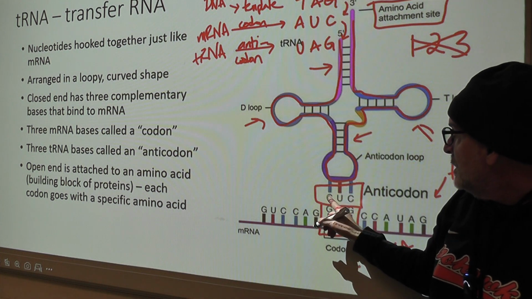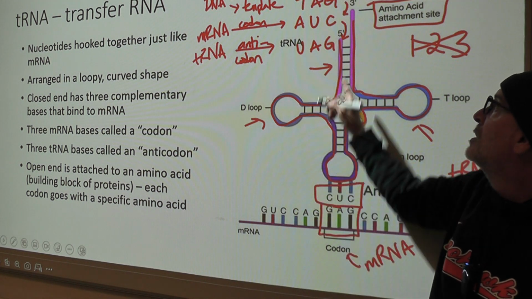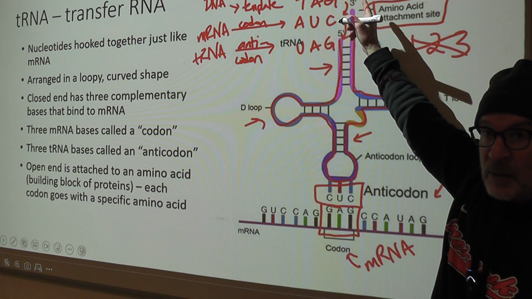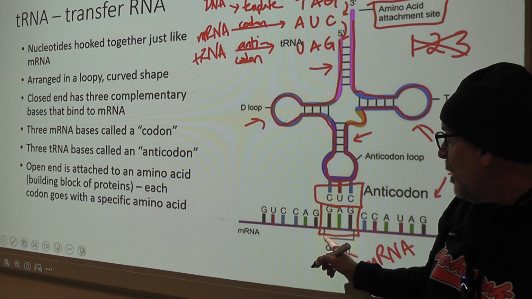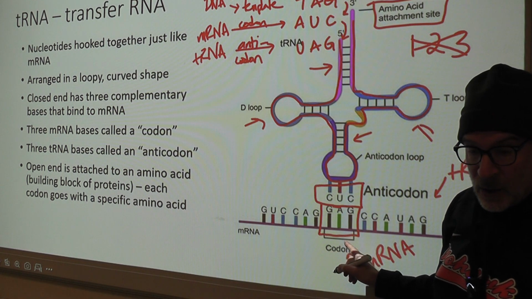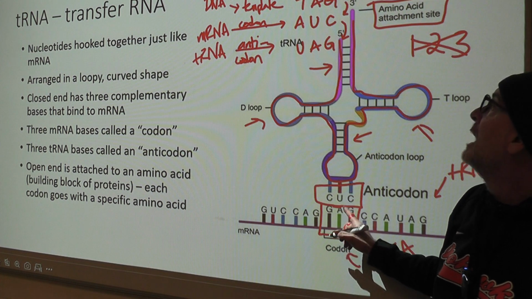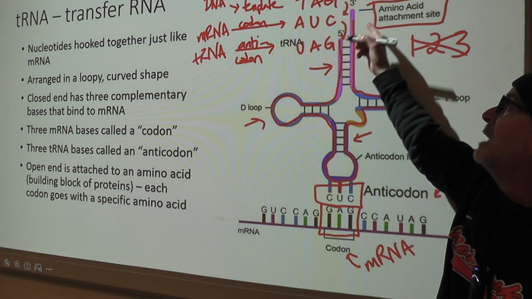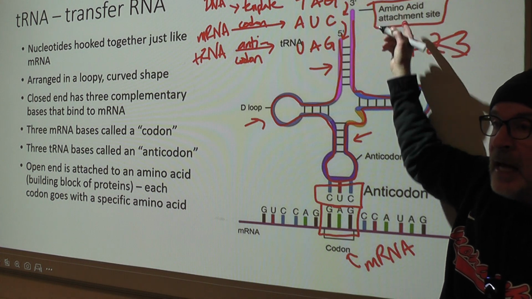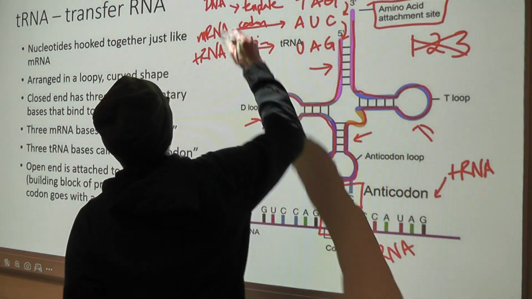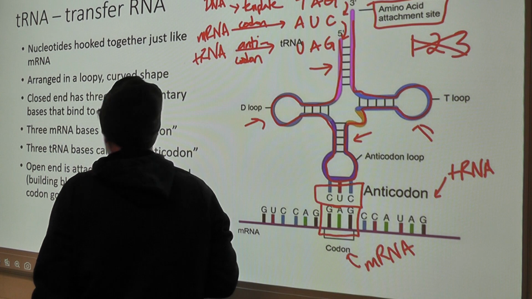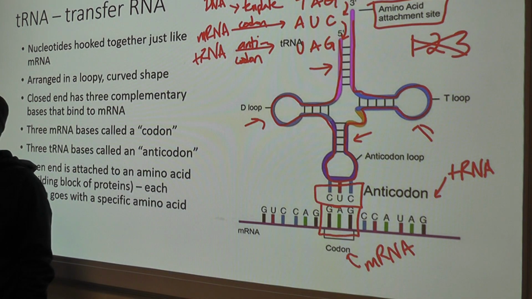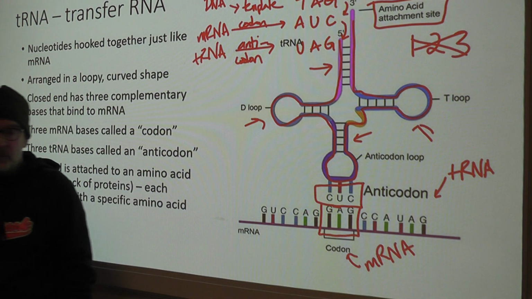So if we have a CUC here, it's always going to be attached to the same amino acid, which means if our messenger RNA codon is GAG, it's going to be attached to a tRNA that's attached to a specific amino acid, which means this piece of DNA tells us which amino acids are going to be put together.